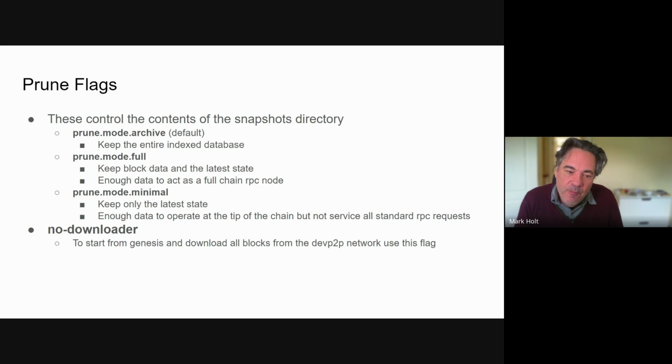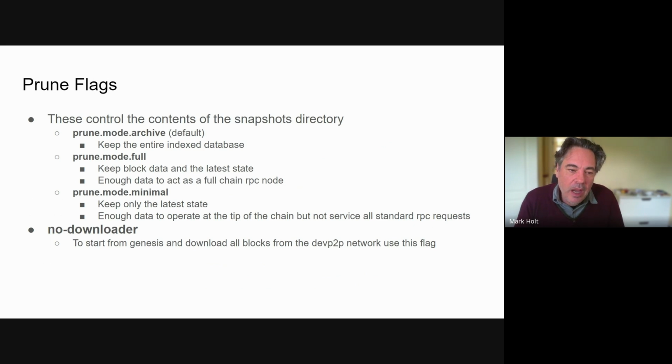For Erigon 3, we've also implemented a third mode, which is what we think people will end up running if EIP 4444 gets implemented. It allows the node to run with the latest state that it needs to operate, but only enough historical data to service that state and manage any finality events. It basically won't service all the standard RPC requests.